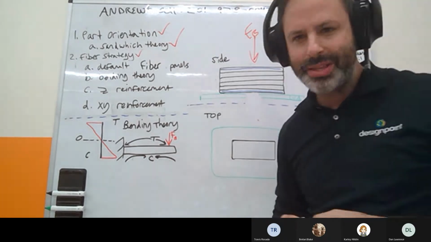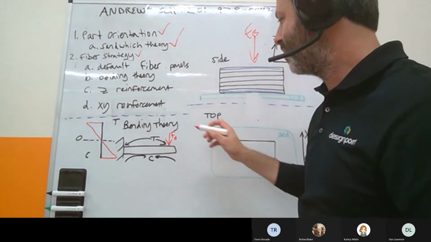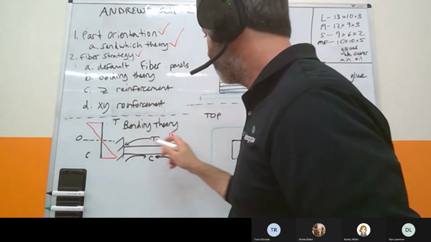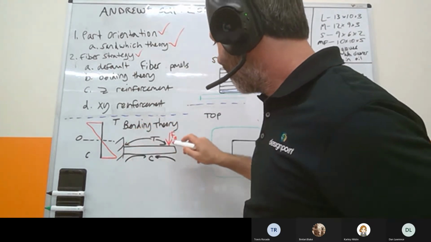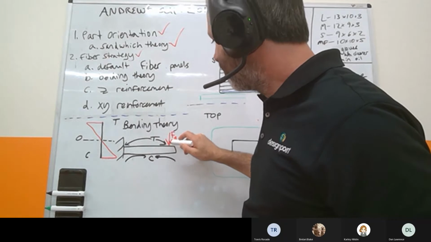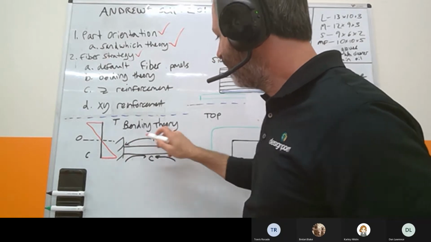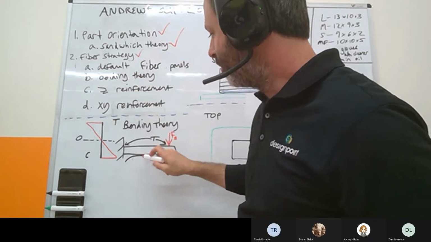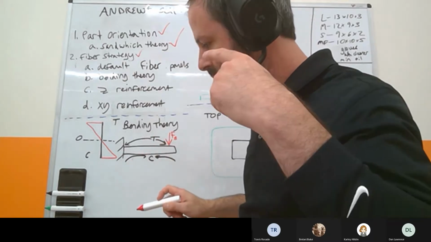But why, right? Why in the extremities? Well, bending theory, right? So if you think back to engineering school, you've got this bar and you have a force that acts on the bar. And what happens there is it puts the top in tension and the bottom into compression.